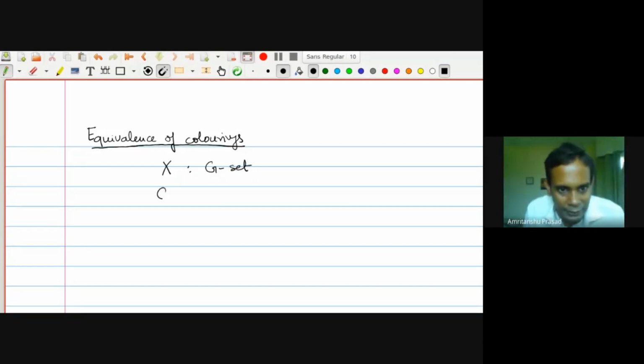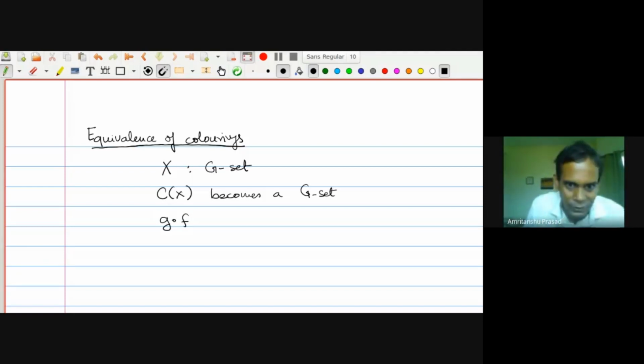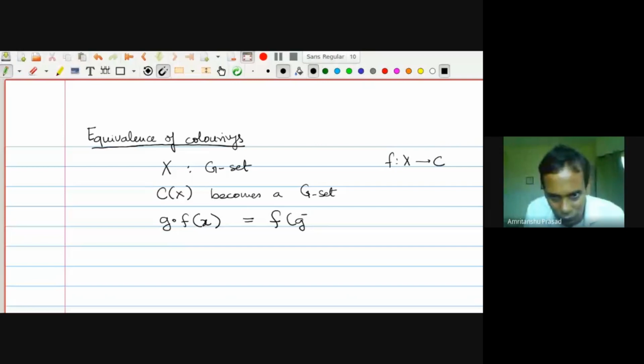then you can look at Cx. This also becomes a G set. The action is G dot F. So F is a coloring, F is a function from X to C. So G dot F should also be a function from X to C. So I need to tell you what its value at x is. This should be a color, and you define it as F of G inverse dot x.